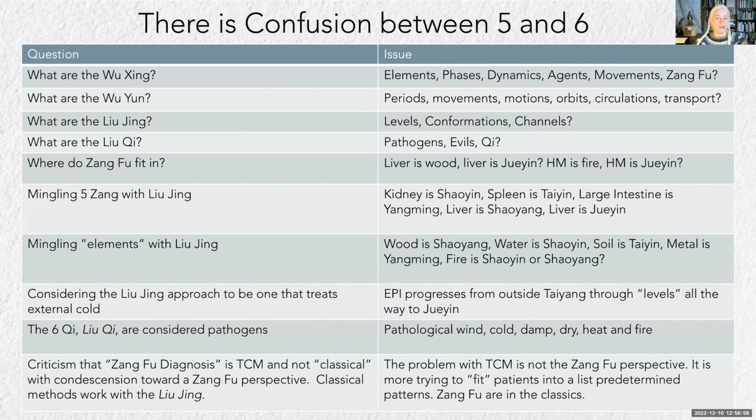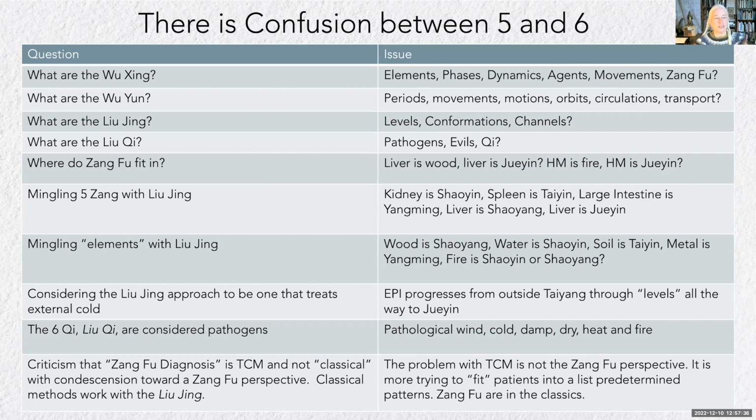So, is it paired with the liver or is it paired with the Sanjiao? And how do these things interconnect with each other? And it's often quite vague. We'll sort of say, well, it's the liver, so it's Jueyin. So are we talking about the confirmation of Jueyin, or what if then it's wood? The liver is wood. So you can see what I mean, that there's just confusion about where the Zangfu fit in with the Liujing and the Wuxing.